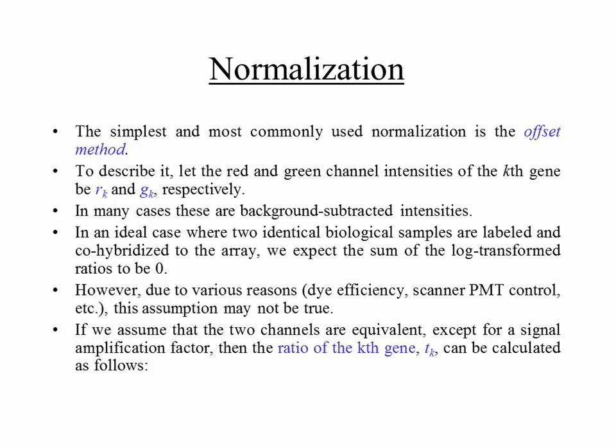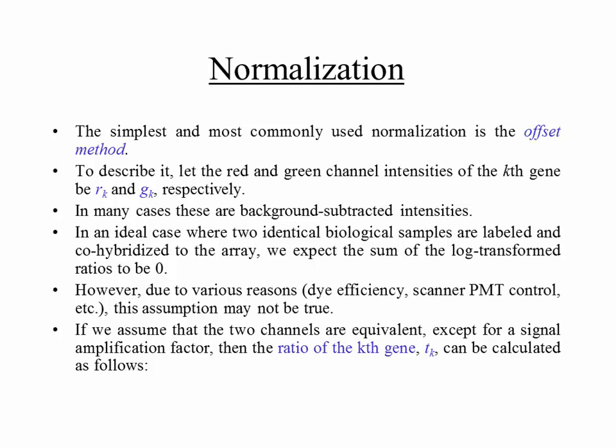So to describe this offset method, let the red and green channel intensities of the kth gene be denoted by RK and GK respectively. In many cases, these are background subtracted intensities, because you want to get rid of the background and see what the actual signal is. In an ideal case, where two identical biological samples are labeled and co-hybridized to the array, we expect the sum of the log transformed ratios to be 0, because the ratio at each spot should be 1. However, due to various reasons like dye efficiency, scanner, photomultiplier tube control, etc., this assumption may not be true, and you want to correct for that.